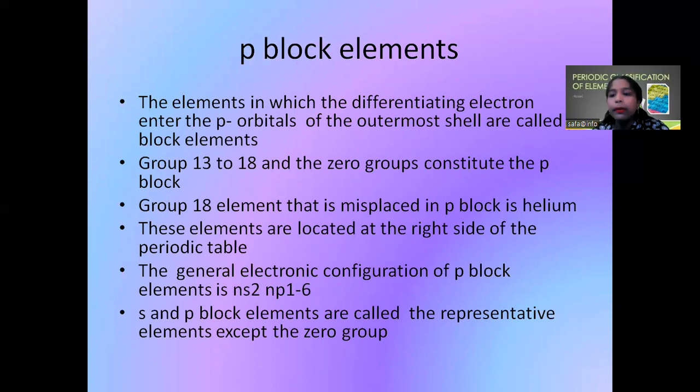Now what is meant by p block elements? P block elements means the elements in which the last electron enters the p orbitals of the outermost shell are called p block elements.